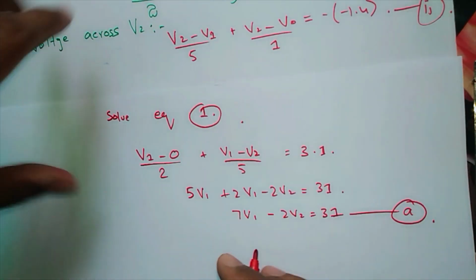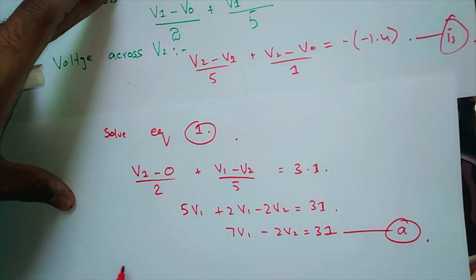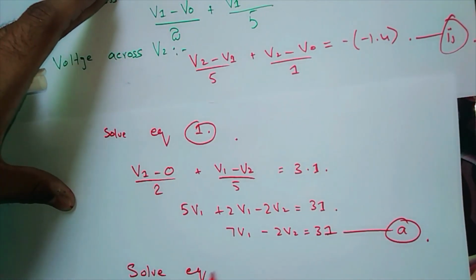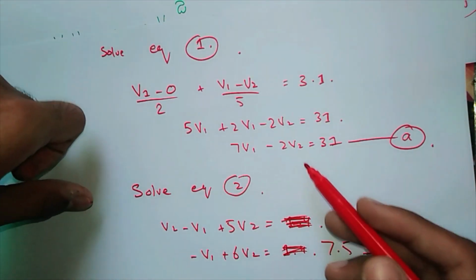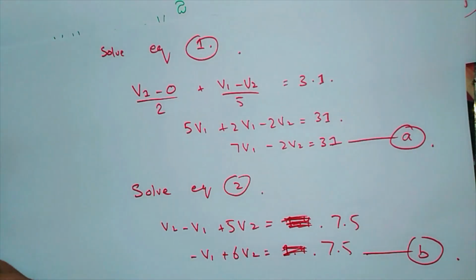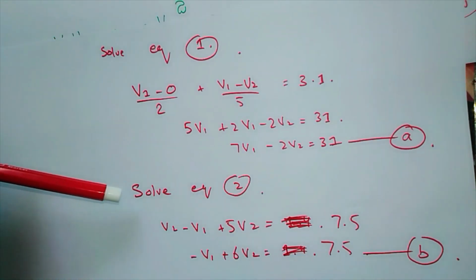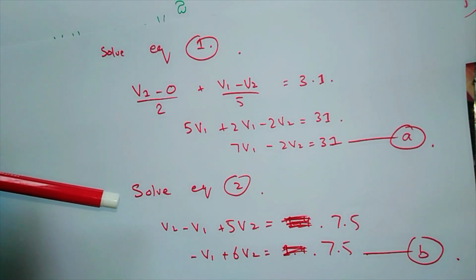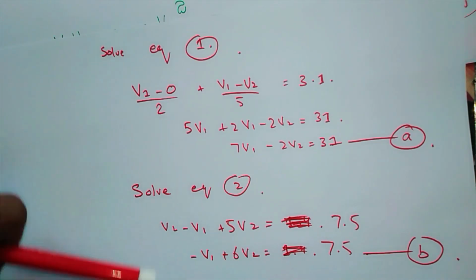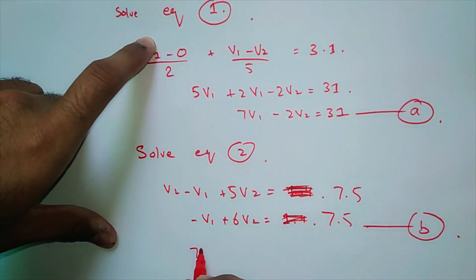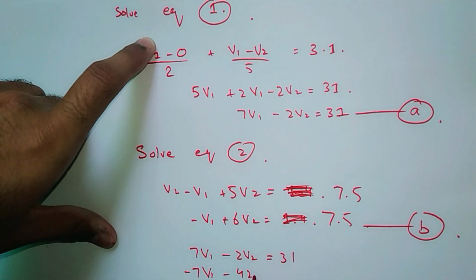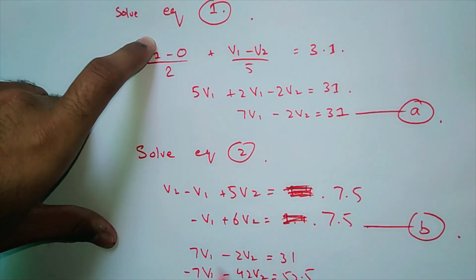Now we will solve equation number 2. Now we will simultaneously solve these two equations, and we will get the values of V1 and V2. Okay, so let's solve the equations. Multiply this equation by 7, and minus 42, 52.5.